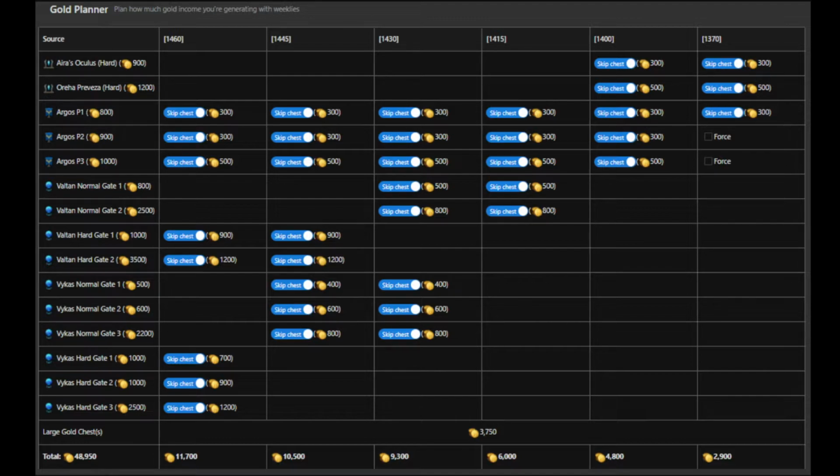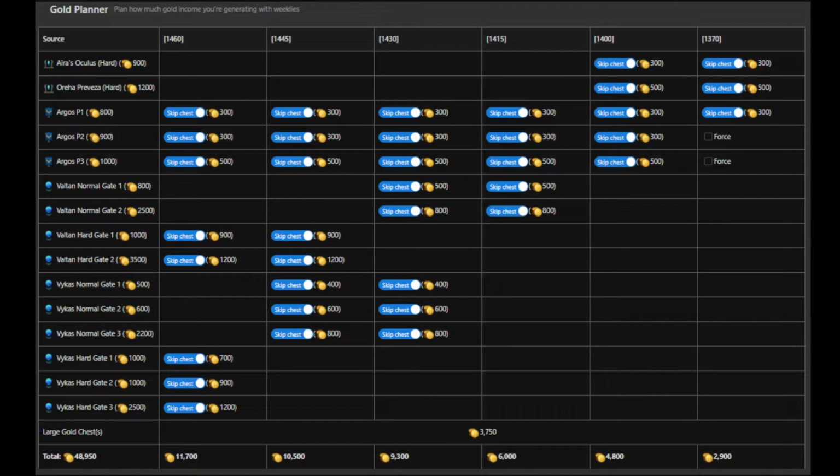And those are fairly easy instances, because in the hard modes and the normal modes there's no difference. In Valtan, you can be bust and can be carried already. Vykas is probably going to be a hard one. So the upgrade from 1415 to 1430 may not be worth it despite the extra gold you get from Vykas, because Vykas is a bit harder. But I think normal should be pretty cruisy for most of you as well.